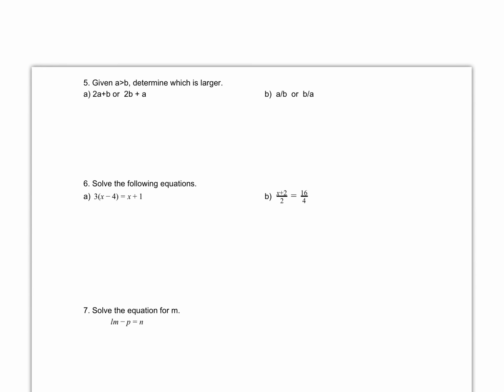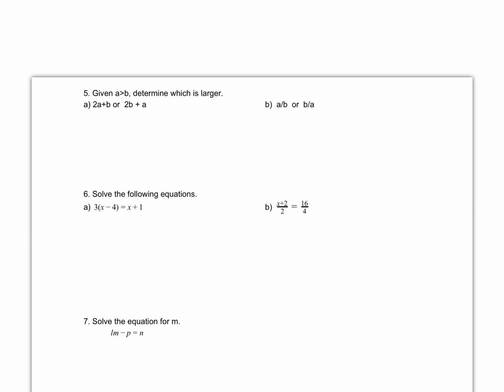Alright, the next question here. Given a is greater than b, determine which is larger. So if a is greater than b, is 2a plus b or 2b plus a larger? Well, if a is the larger number, so I'm looking at this guy first, doubling it and then adding b should always be bigger than doubling the smaller number and adding a. So since we're doubling the larger number, 2a plus b is larger.